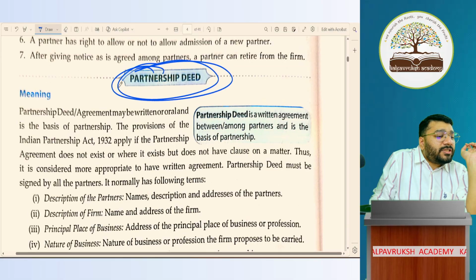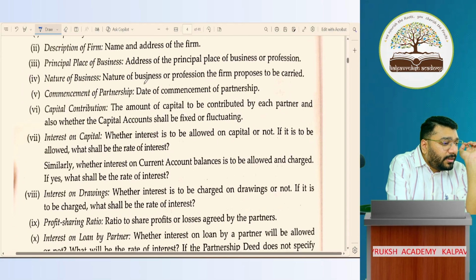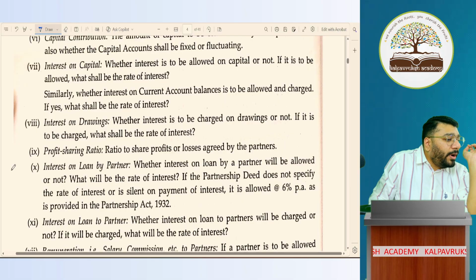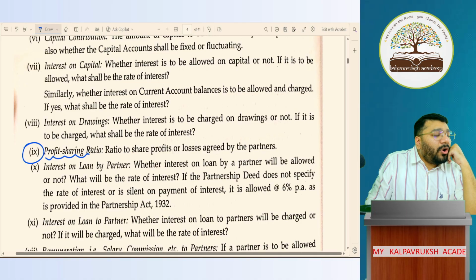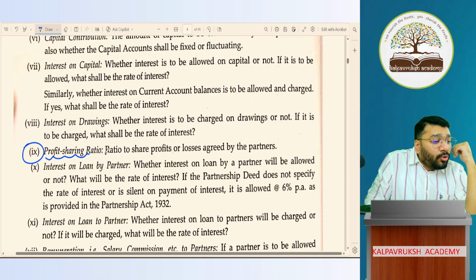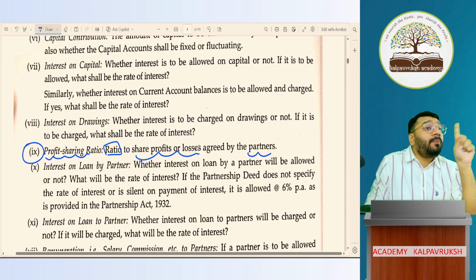When we discuss the contents of the partnership deed, there's a particular point here. Point number 9. Can somebody read for me? Profit sharing ratio means what? You have to mention here a particular ratio in which the partners will share the profit and loss. They want ratio, not percentage.